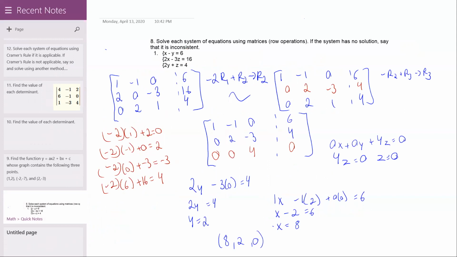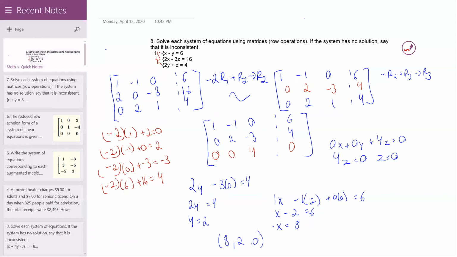Okay, so this is a 3x3, and they are definitely a little more tricky, but they're still doable. So the first thing is to put these equations into a matrix. And this one already is a 0, so that's good for us. Now we want this 2 to be a 0, so we go -2 times R1 plus R2, replace R2, and we get this matrix right here.